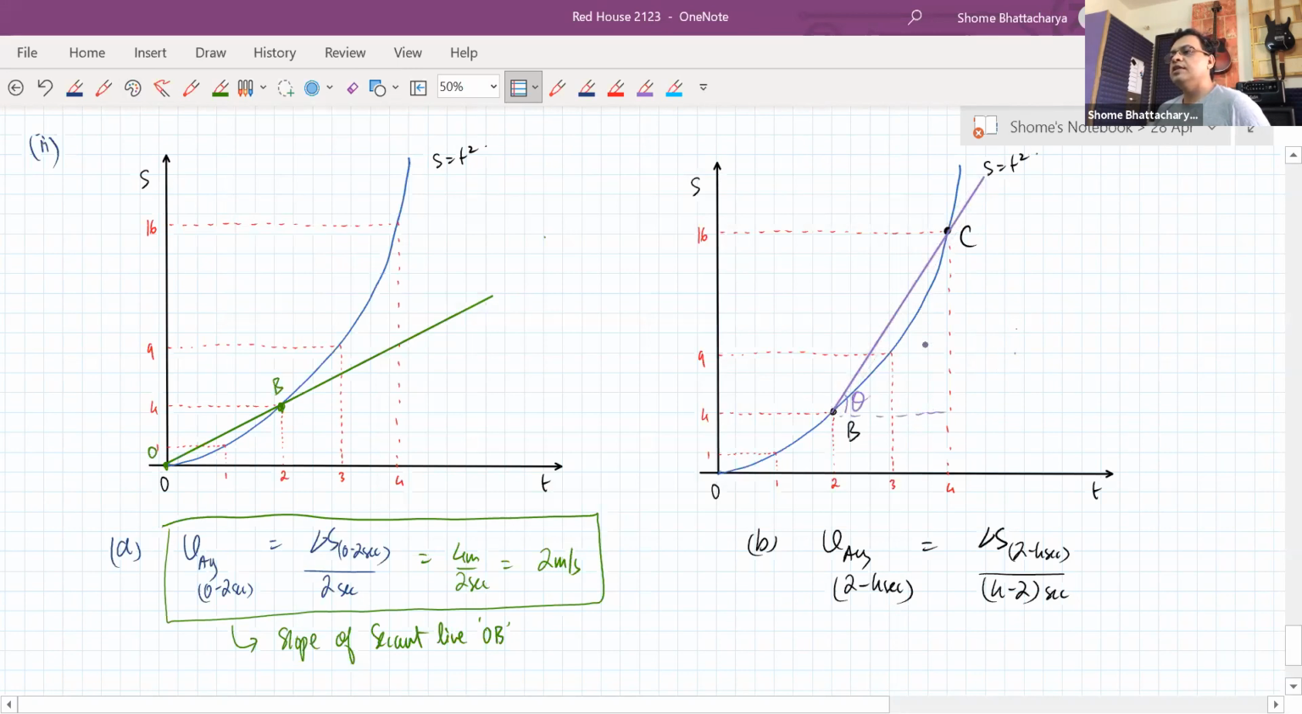I'd be calculating this tan theta. This is delta S from 2 to 4 seconds, which you can see is how much? It is 16 minus 4, or 12 meters. Okay. And this is delta T, which is 2 seconds.